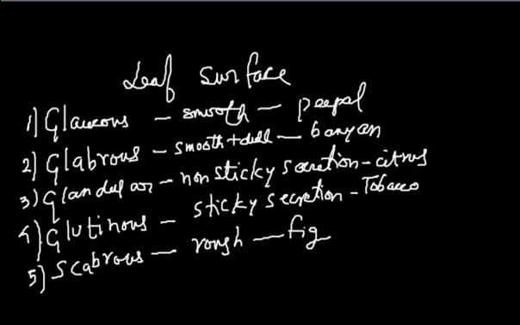Fifth case is quite easy to discern in the sense that the leaf surface is rough. One point to note is that maybe the leaf looks smooth or something, but it's rough to touch, and we call it scabrous. And a good example of a scabrous leaf is fig.